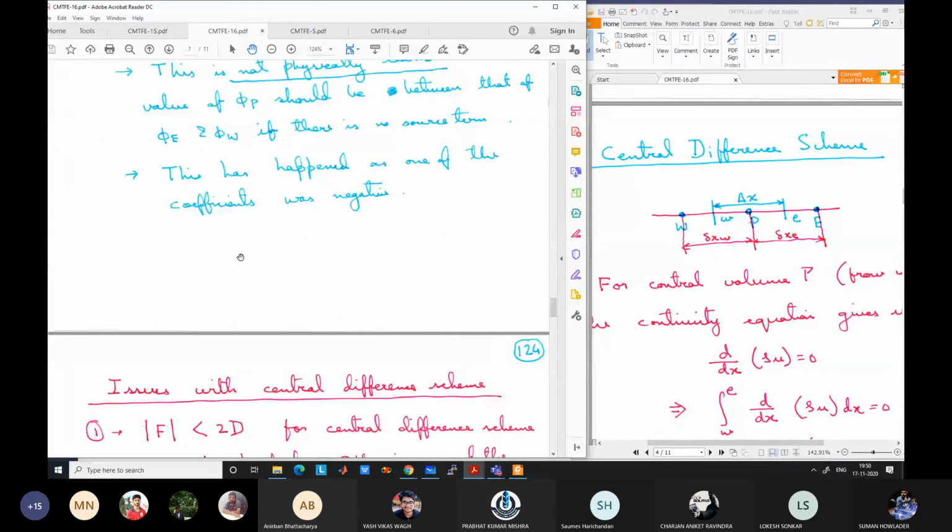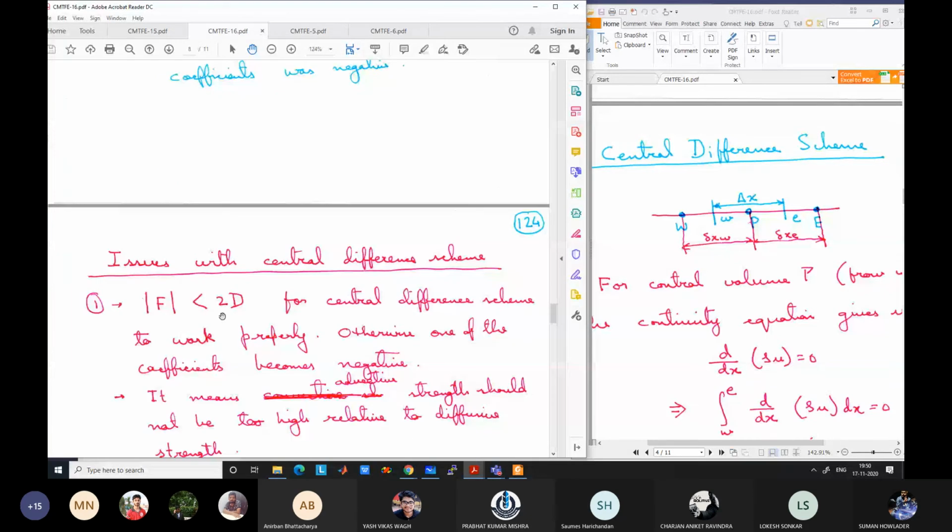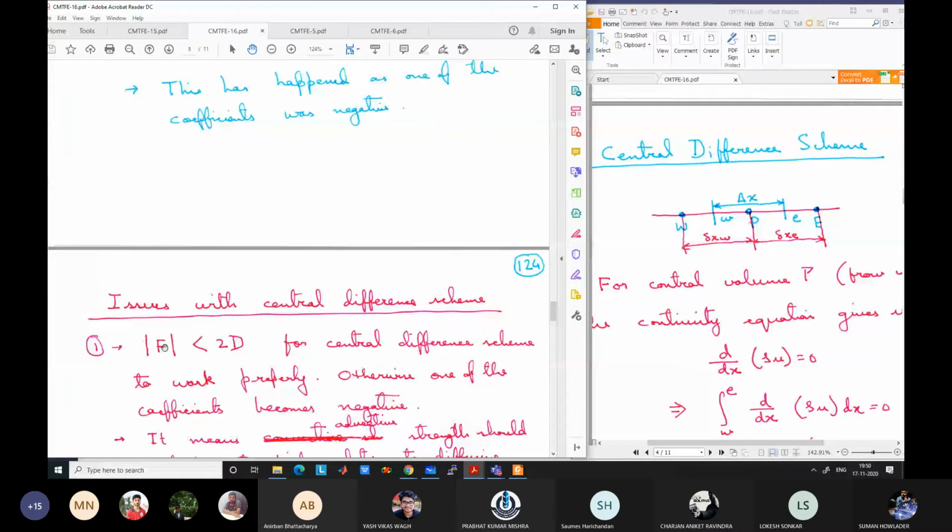So one of the coefficients, either AE or AW, will become negative if mod of F exceeds 2D. So for the central difference scheme to work, it has to be limited to a value of 2D. Basically it works properly when the advective strength is not very high. It is of the same order as diffusion. So the central difference scheme works very well when it is a diffusion dominant mechanism, meaning diffusion has a strong influence.